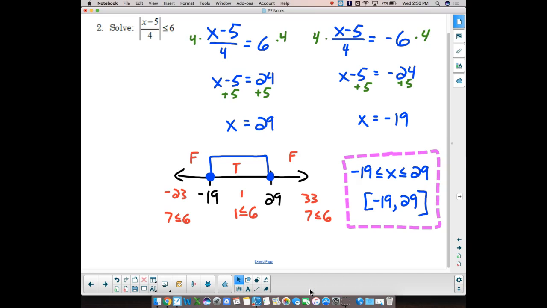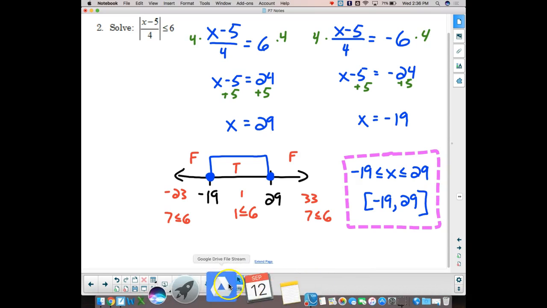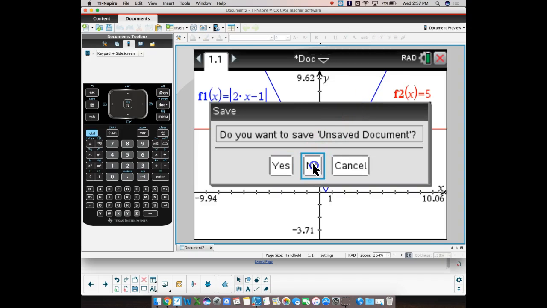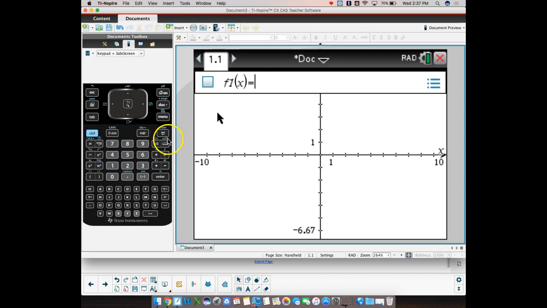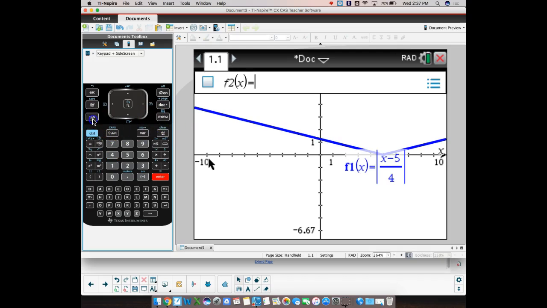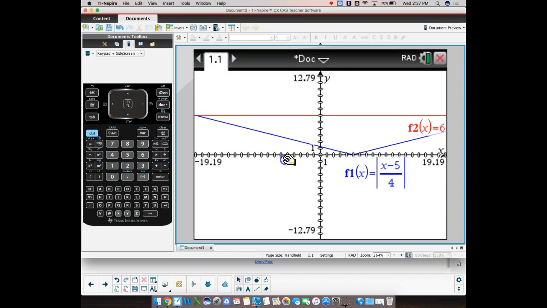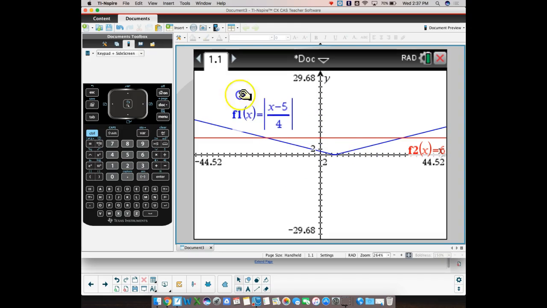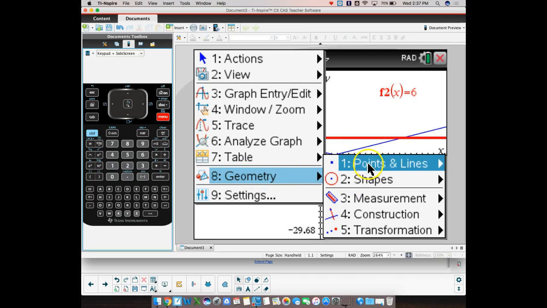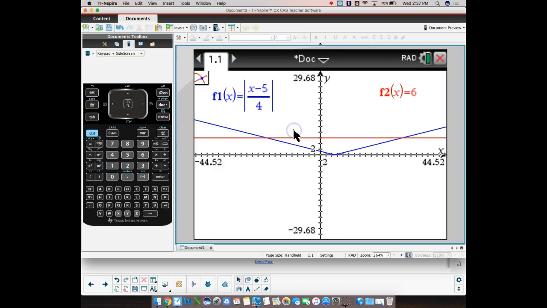Graphically, this one would be absolute value of x minus 5 over 4, and my other one would be, what was the other one? 6? Yes. There it is. Menu. Geometry. Points and lines, I think it is. Intersection points.